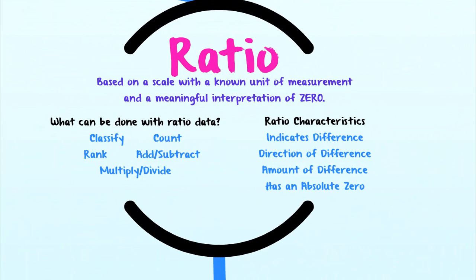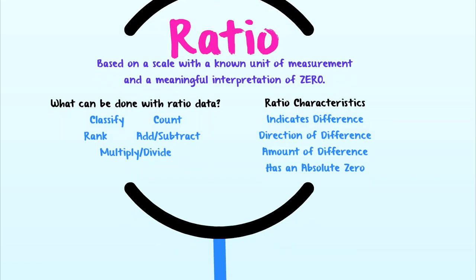Ratio. Ratio is the last and the strongest level of measurement. You can do a lot. You can classify, you can count, you can rank, you can add and subtract, multiply, and divide. Because these are real numbers that have a real, meaningful interpretation of 0. They indicate differences, direction of difference, amount of difference, and have an absolute 0. Just like all of the previous ones before, but even more.